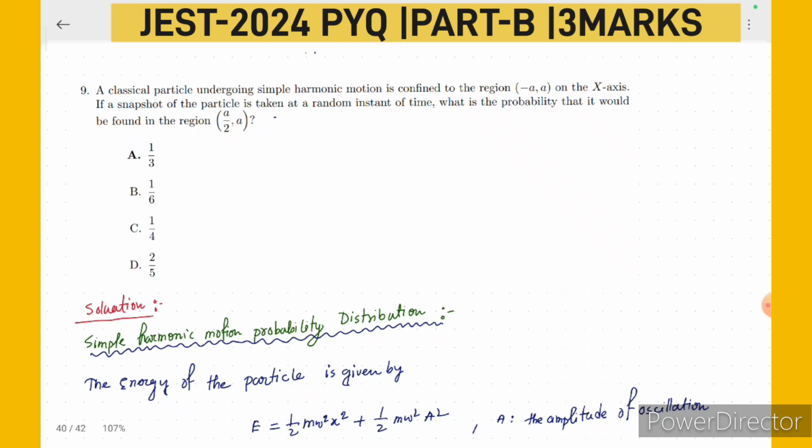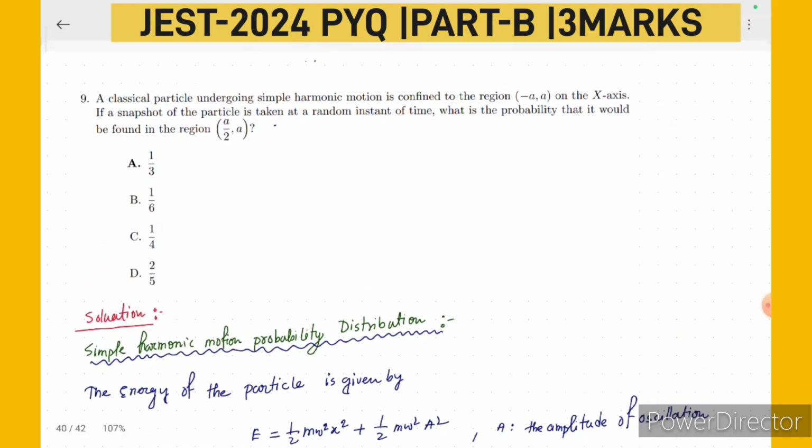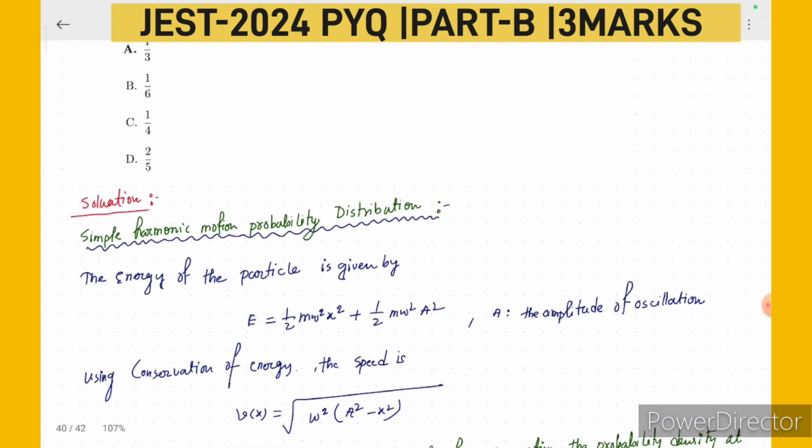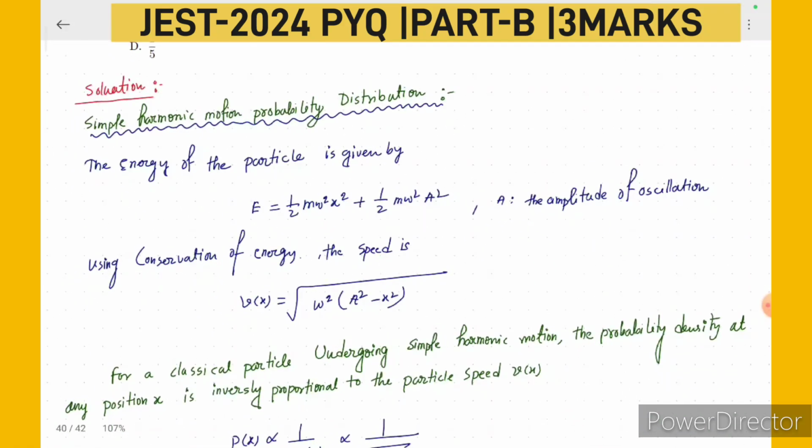So we know the simple harmonic motion probability distribution function. First of all we calculate the simple harmonic motion probability distribution. We know that the energy of a simple harmonic particle equals half m omega squared x squared plus half m omega squared a squared. A is the amplitude of oscillations.